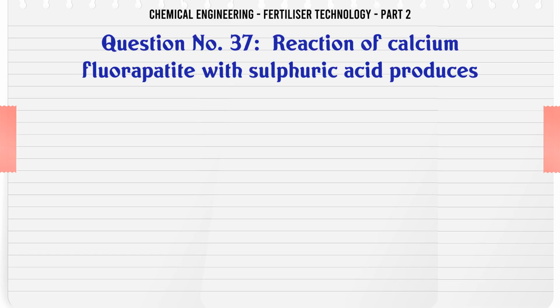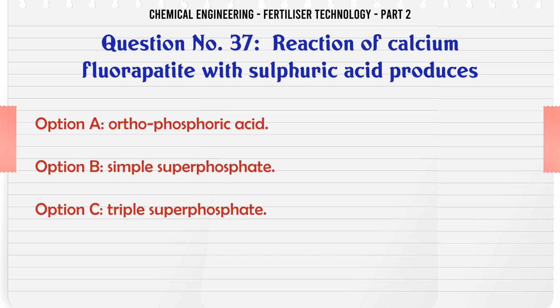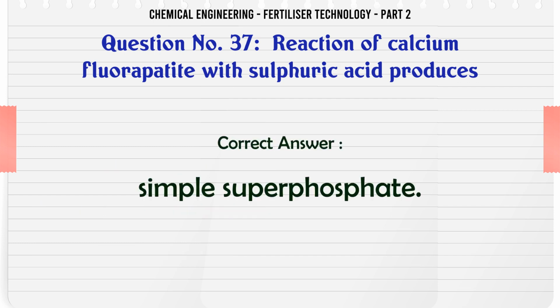Reaction of calcium fluorapatite with sulfuric acid produces A. orthophosphoric acid. B. simple superphosphate. C. triple superphosphate. D. red phosphorus. The correct answer is simple superphosphate.